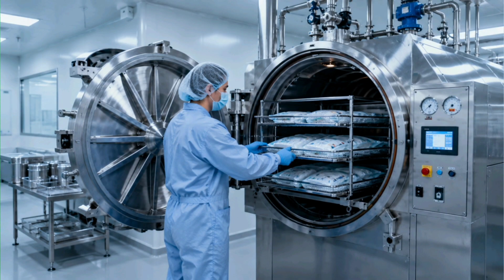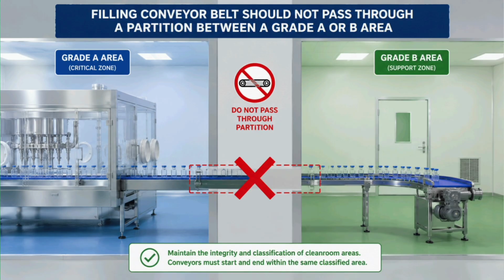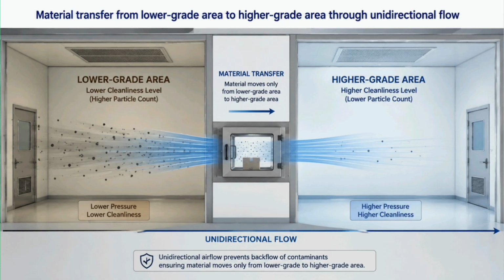For example, sterilization of direct and indirect product contact parts. Conveyor belts should not pass through a partition between grade A and grade B, and material should be transferred from lower grade area to higher grade area with unidirectional pass boxes.